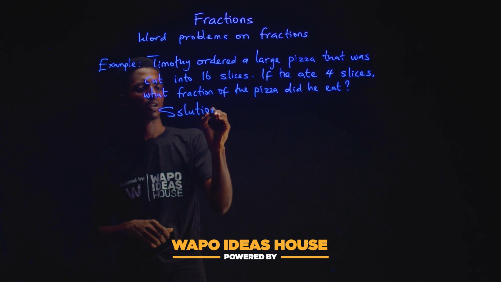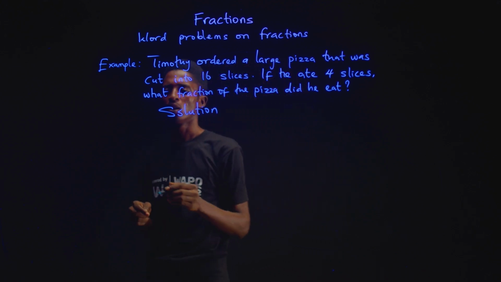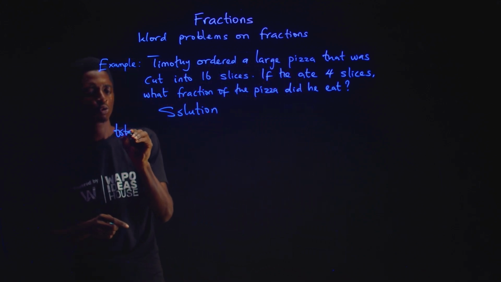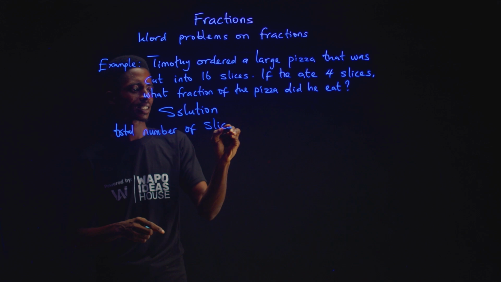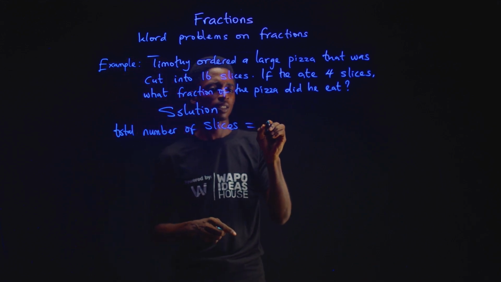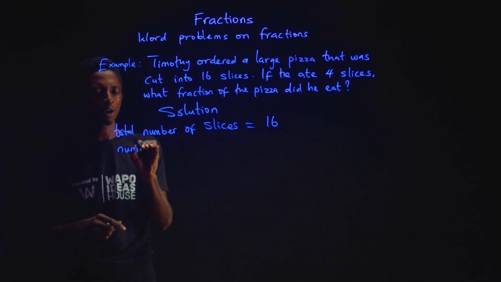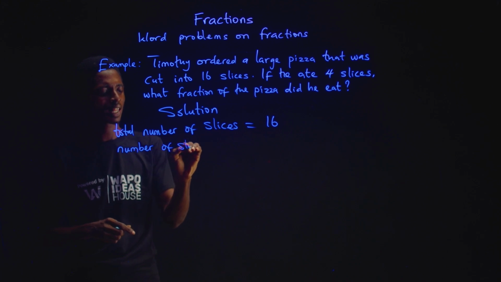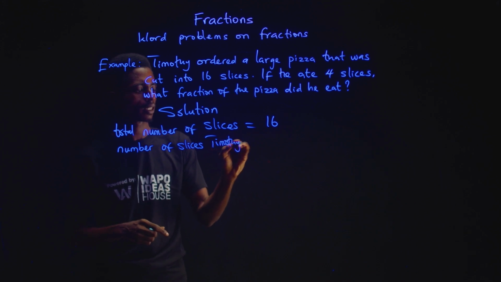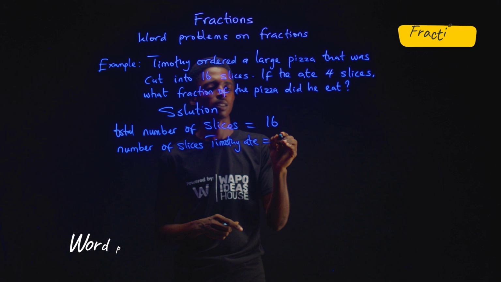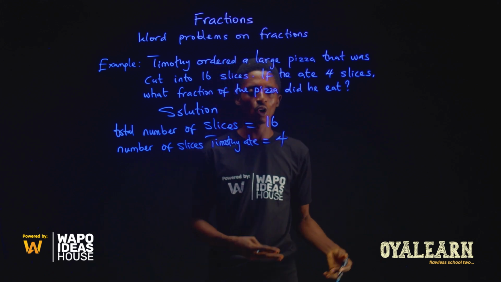Solution. An interpretation of this question will help us solve it quite easily. Now, if you observe, the total number of slices is 16, and the number of slices Timothy ate is 4. And remember, fraction is defined as a part of a whole.